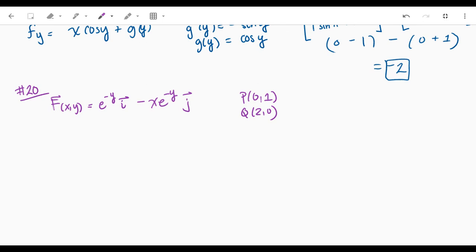First of all, I don't want to get P and Q mixed up, but the partial of this with respect to y would be negative e to the negative y. The partial of this with respect to x would be negative e to the negative y, so we can tell that it's conservative. Okay, we can find our f. We're going to integrate e to the negative y with respect to x. Okay, so that's going to be x e to the negative y plus some function of y.